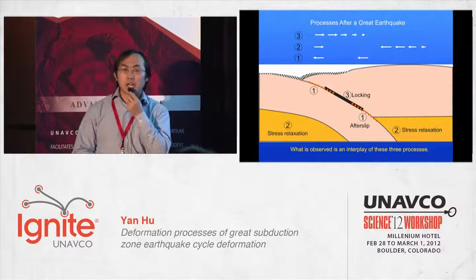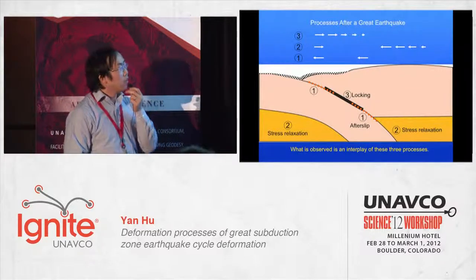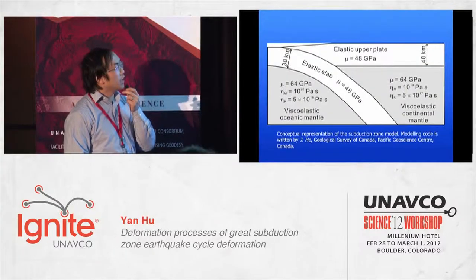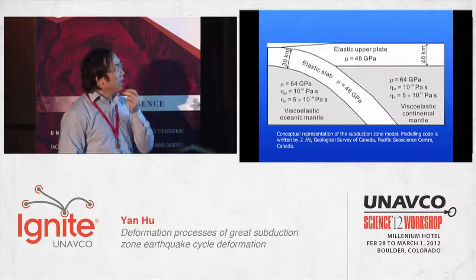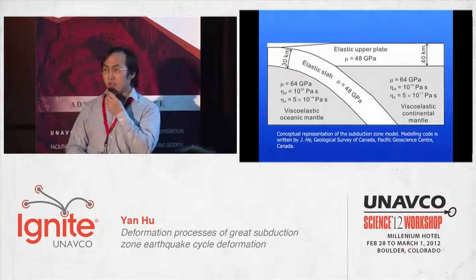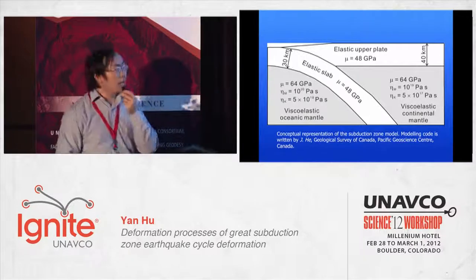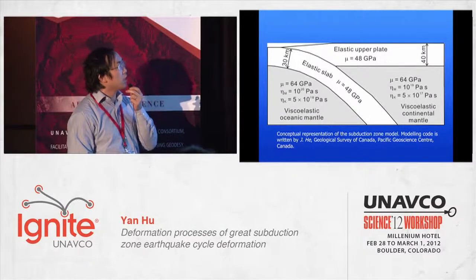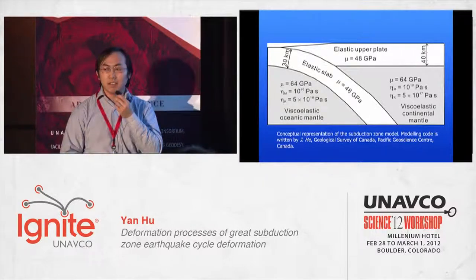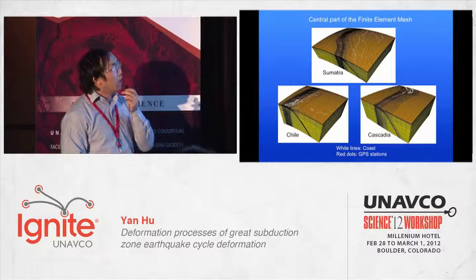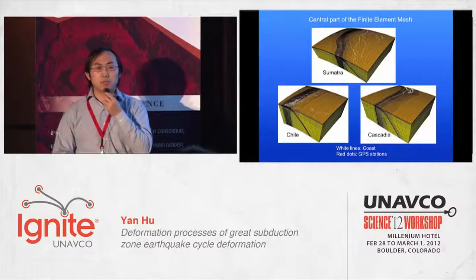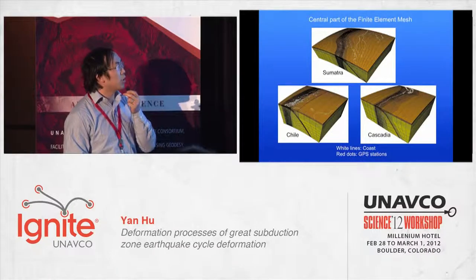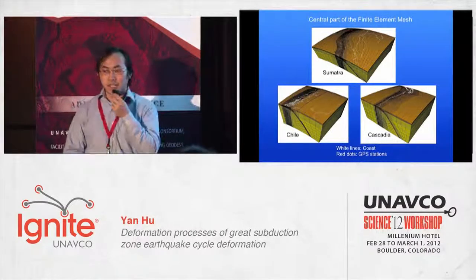Here is the finite element model we used for modeling. It includes a vertical elastic upper plate and an elastic slab. Next slide, I'm going to show you the central finite element mesh for Sumatra, Chile, and Cascadia. Now those are the model setups. Next, I'm going to show you model results, starting from Sumatra, then Chile and Cascadia.